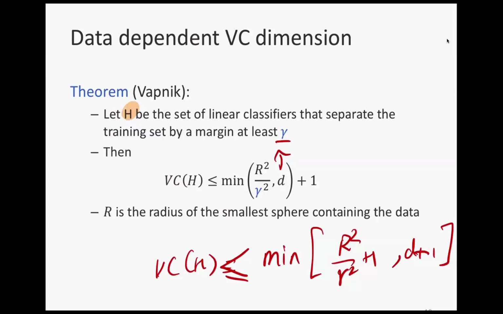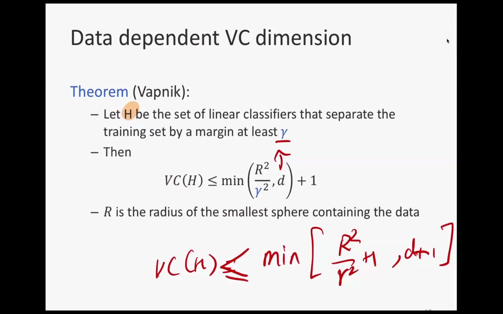So the goal of learning now is, rather than worrying about all this VC dimension stuff, find a linear classifier that separates the data perfectly and has the largest possible margin, because then you'll be minimizing this data-driven VC dimension. As a result, you'll improve generalization. That's the philosophy of the support vector machine.